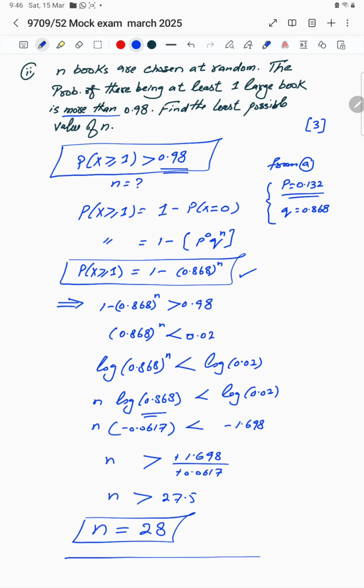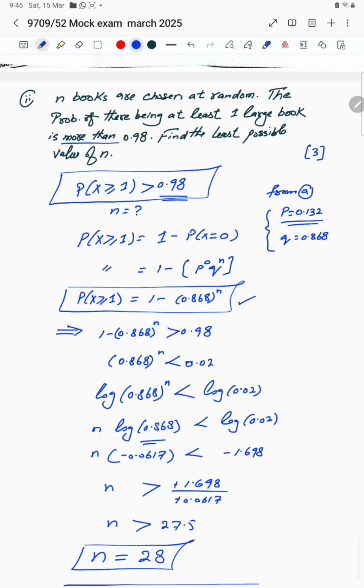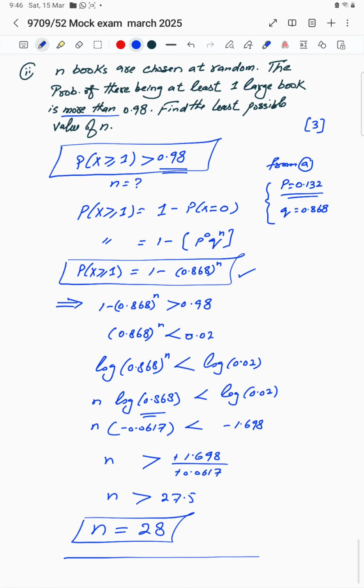There are different approaches as well, but I find this is not a difficult one, because the log method, you know well, in Pure Mathematics 3 you have done the logarithm chapter.